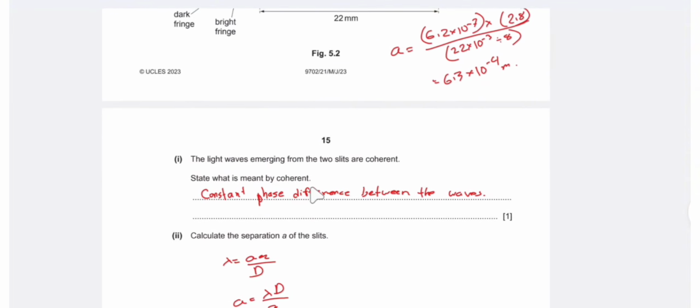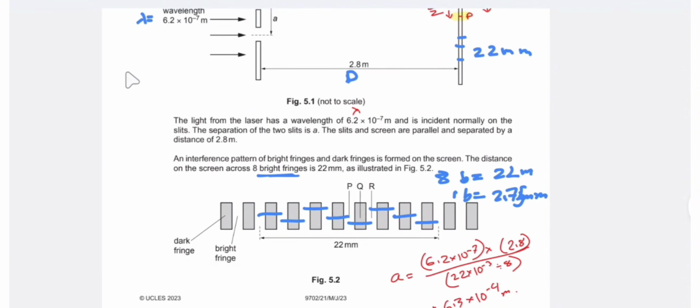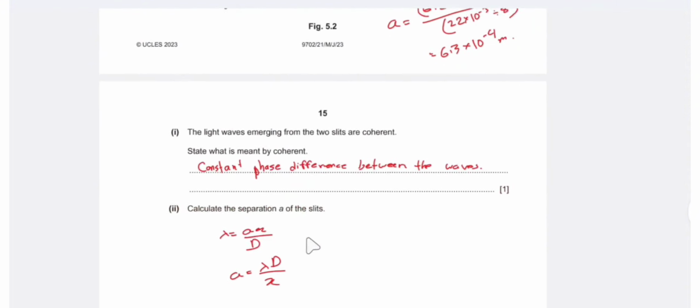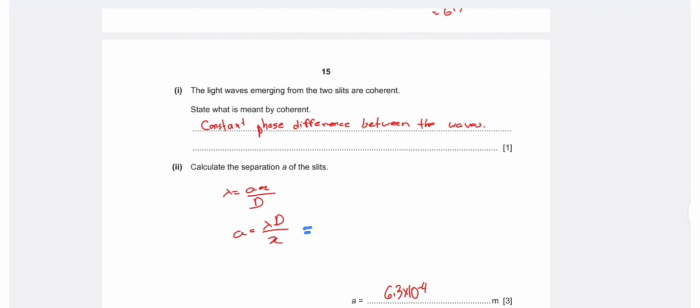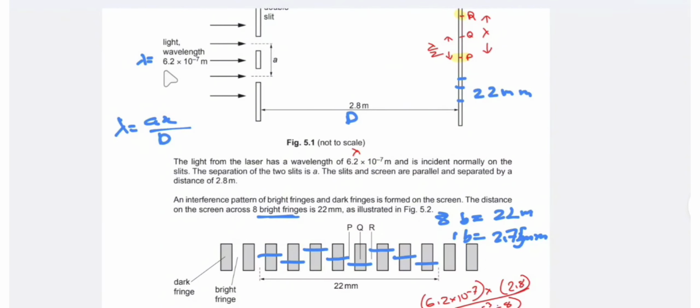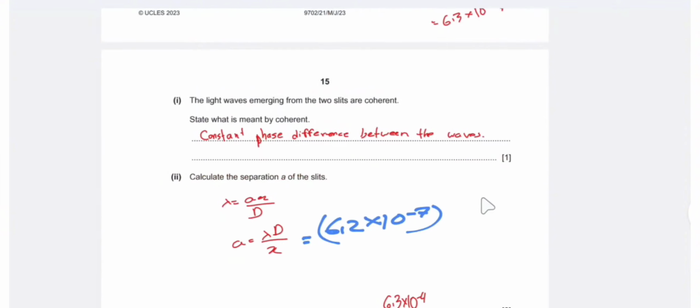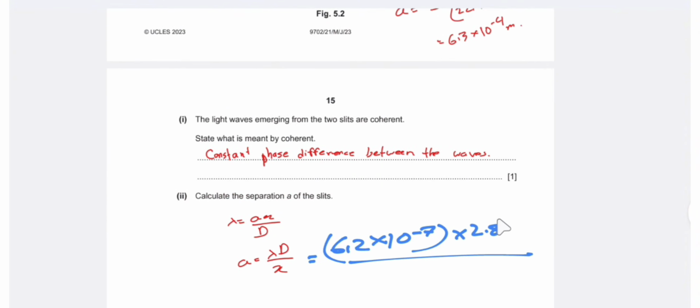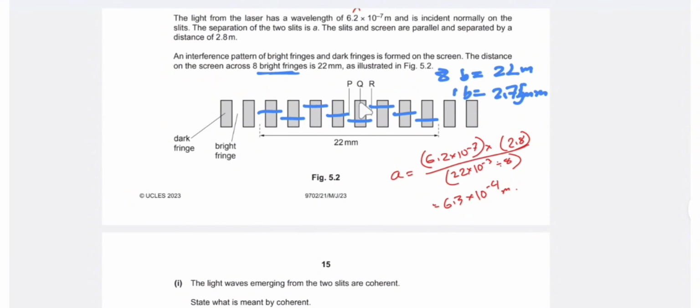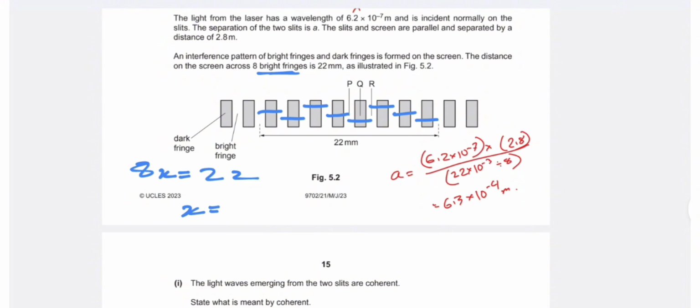Calculate the separation a of the slits. This is a double slit experiment, so we can use the equation λ = ax/D, and we need to find the separation a. So a = λD/x. The value of λ is 6.2 × 10^-7 meters, and the distance D is 2.8 meters, divided by x. x is the distance between two bright fringes. The distance between 8 bright fringes is 22, so 8x = 22. So the distance x between two bright fringes is 2.75 millimeters.